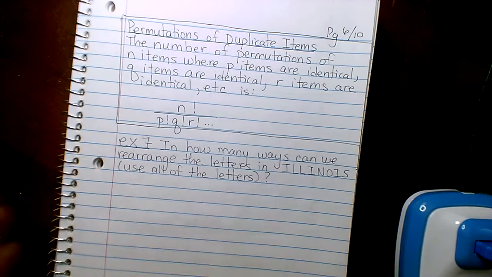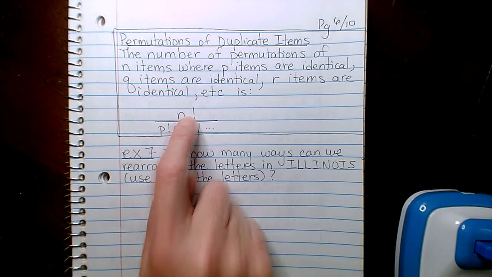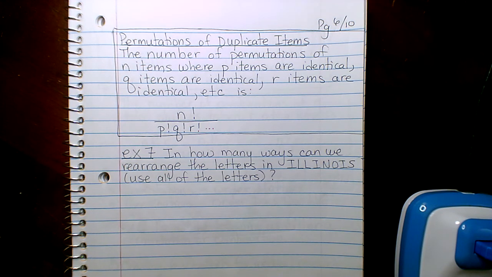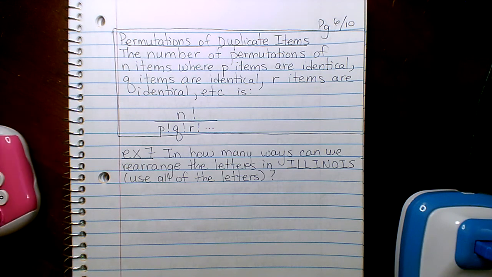All right, permutations of duplicate items. The number of permutations of n items where p of them are identical, q of them are identical, r of them are identical, etc. is this. So we get the number of permutations, and we're just simply dividing out the repetition. Okay? So let me just show you with an example here. In how many ways can we rearrange the letters in Illinois using all the letters?